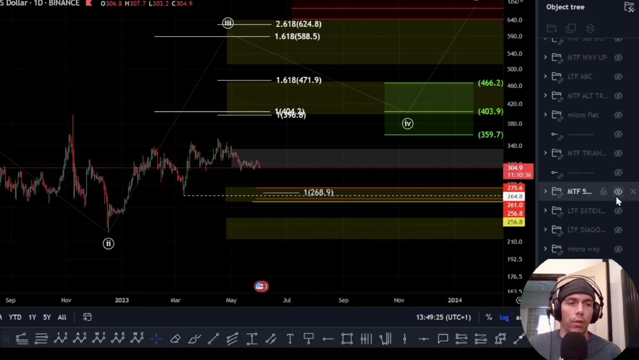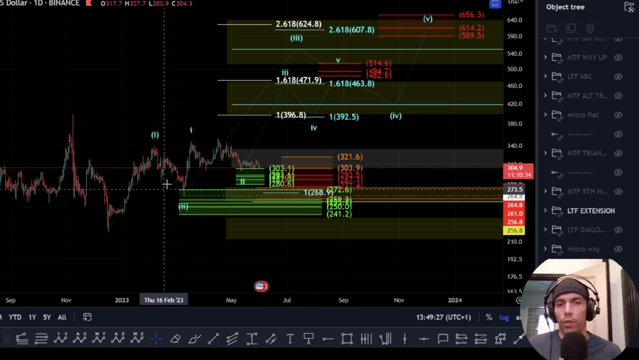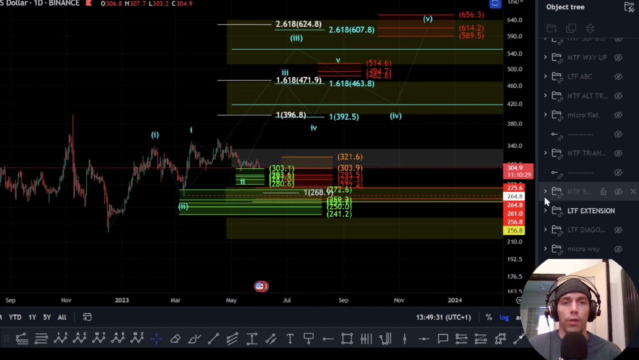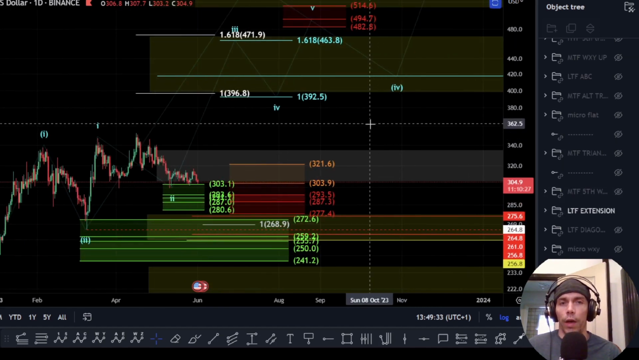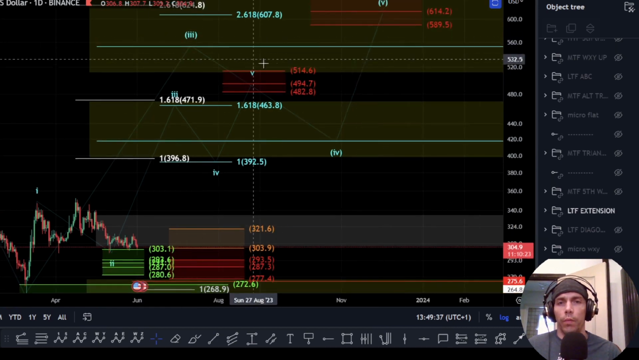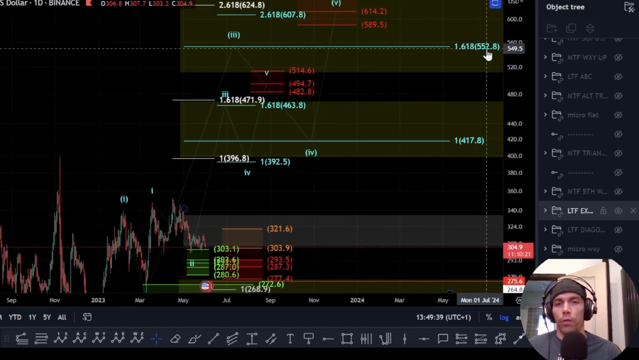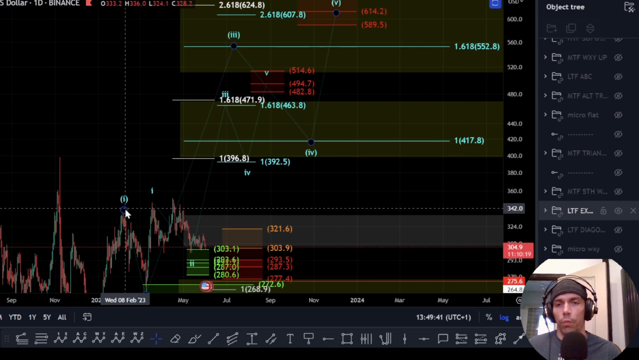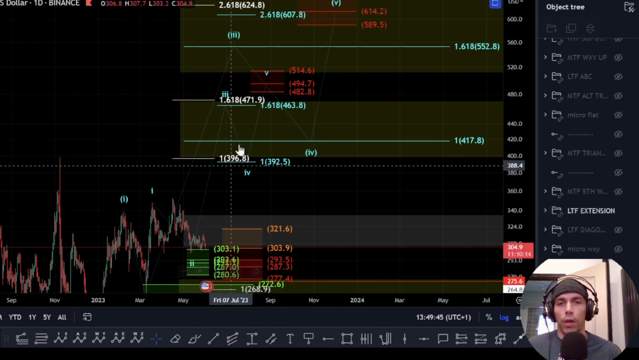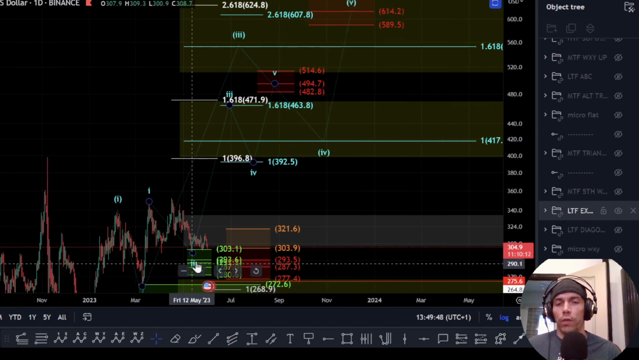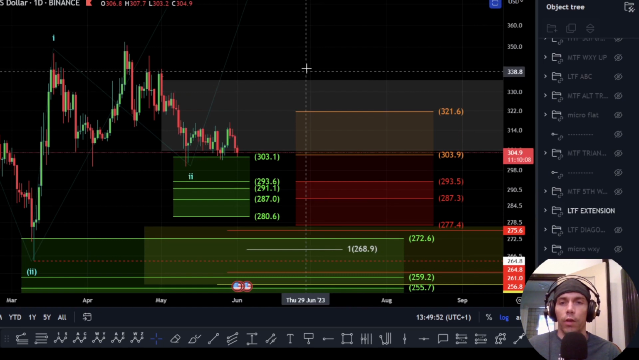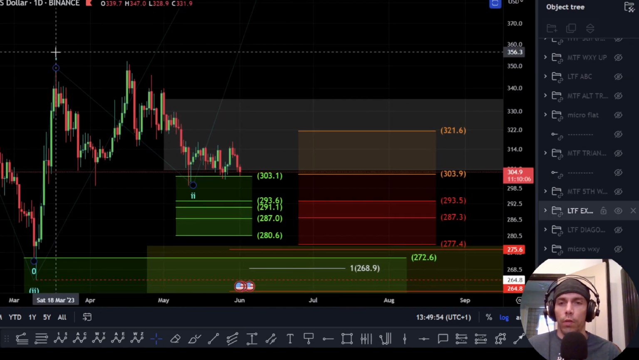Now, the way that I would be looking at this is that potentially within this count, we would be looking at this as a 1-2, another 1-2 here, and actually looking for a bigger push to the upside. So this as a third wave would be looking for the target area here of this 552. So that would be this wave 1 here. Now if we are looking at this as a secondary 1-2 here, we'd be looking for this 463 as a third wave target.